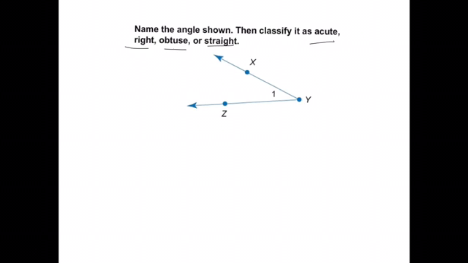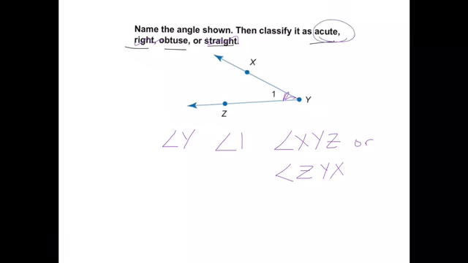So in this one, I could name the angle simply angle Y, because there's only one angle here. I could also name it angle 1, because there's a 1 on the inside. And lastly, I could name it angle XYZ, or angle ZYX. Okay? Now, is it acute, right, obtuse, or straight? Well, it's obviously not straight, obviously not right. So now I have to decide, is it greater than 90 degrees or less than? Well, in this case, it's less than, so it's going to be an acute angle.